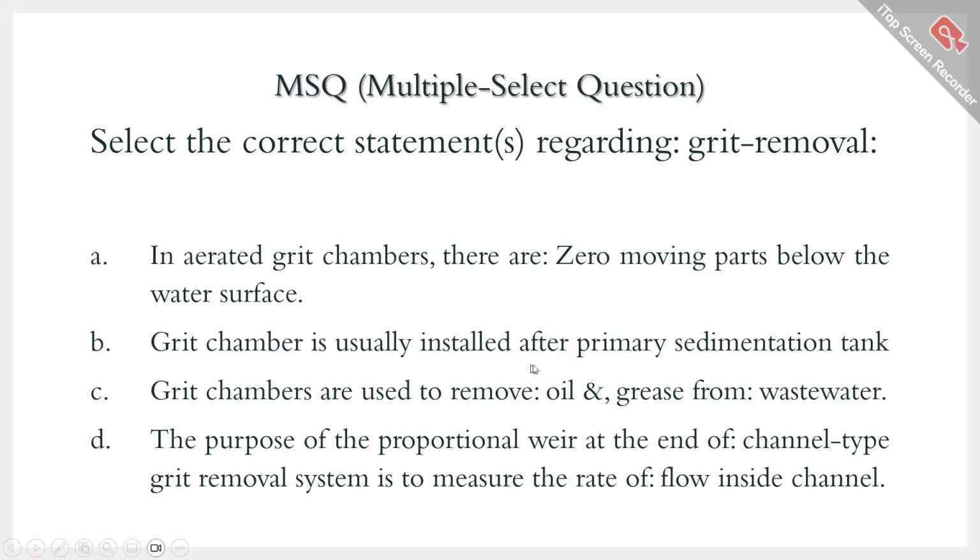And option B is grit chamber is usually installed after the primary sedimentation tank. Option C is grit chambers are used to remove oil and grease from wastewater. Sometimes they are used, and I also showed that to you. And D is the purpose, this is the main purpose of the grit chamber, sometimes it is used. The purpose of the proportional weir at the end of the channel type grit removal system is to measure the rate of the flow inside the channel.